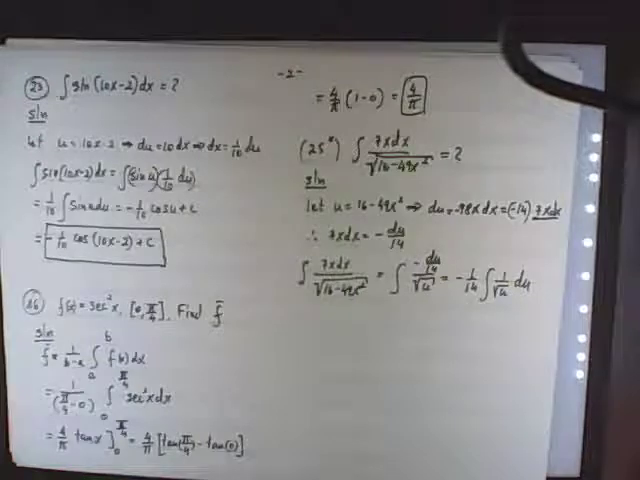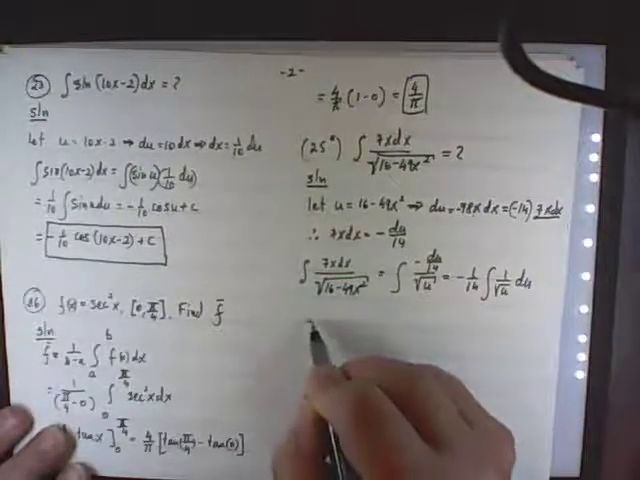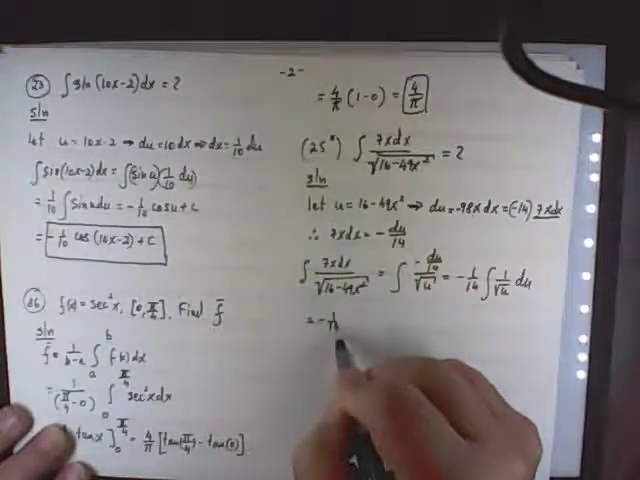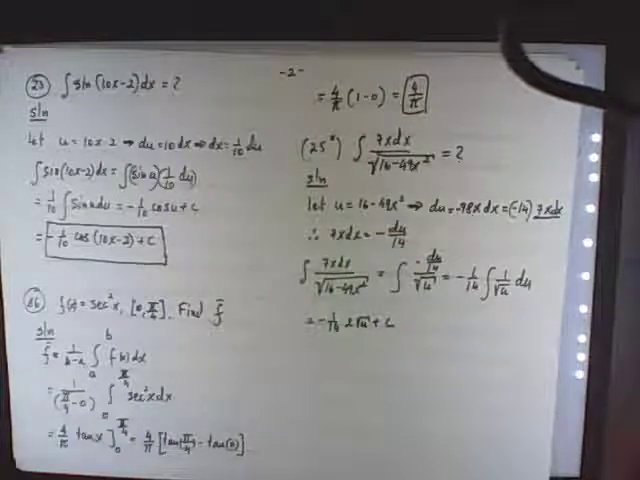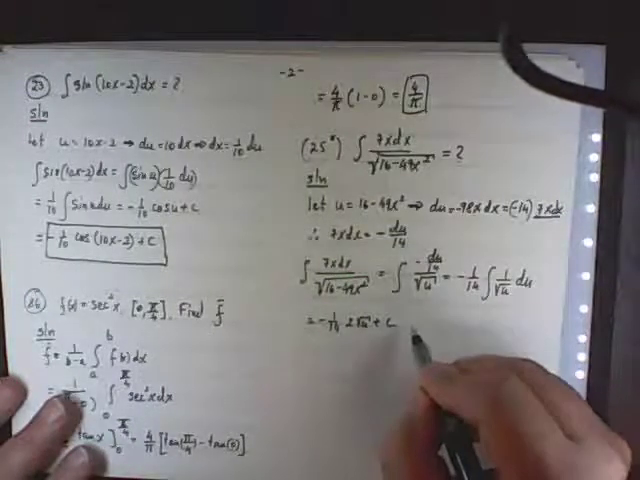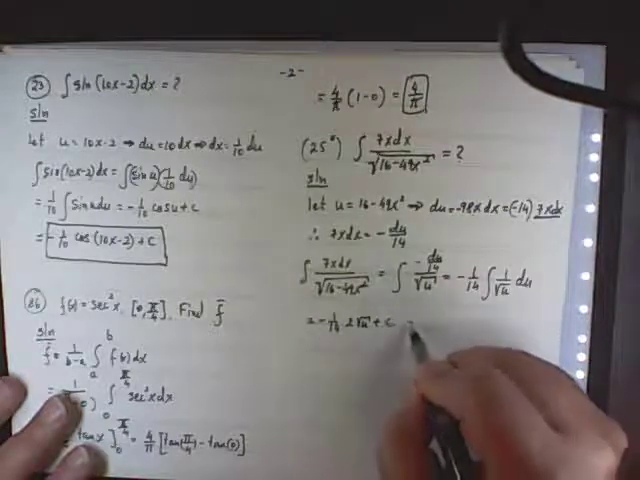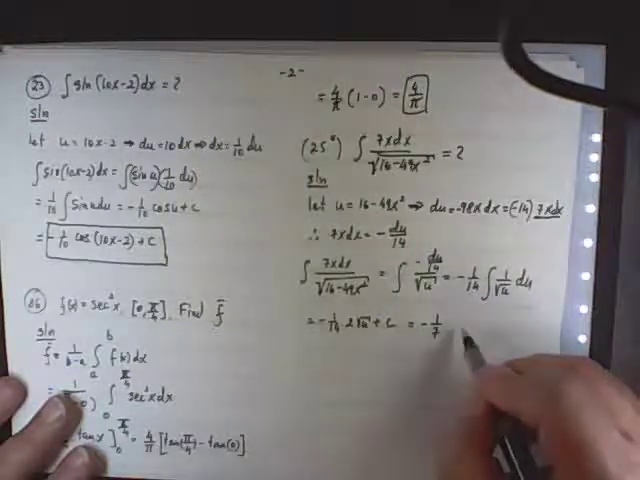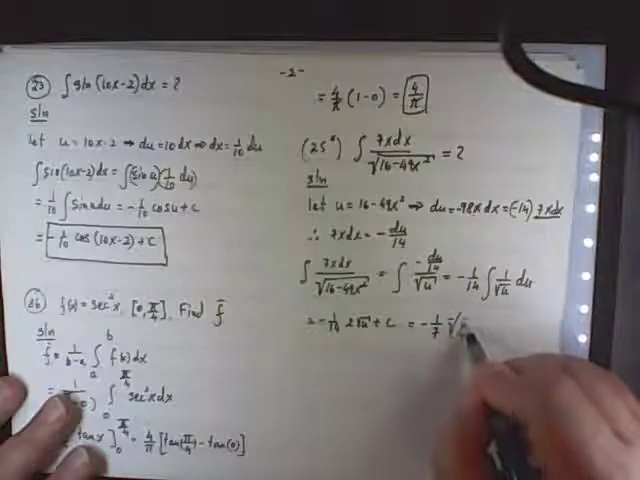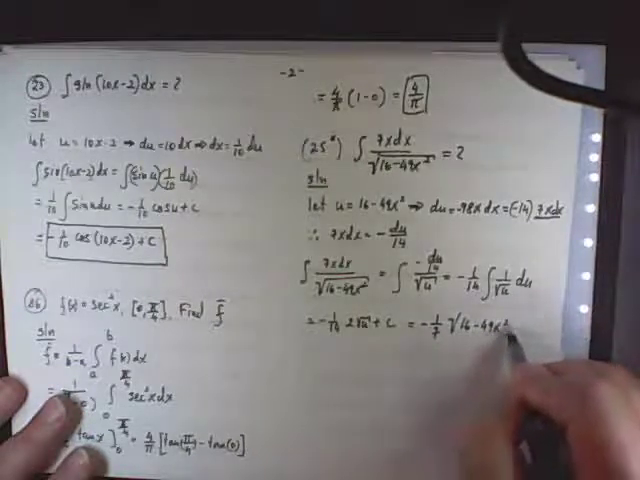By now, you should know that if you have u to the negative 1/2, and when you add 1, you have u to the positive 1/2, divided by 1/2, or 2u to the positive 1/2, or 2 square root of u. So the result would be negative 1 over 14 times 2 square root of u, plus, of course, the inevitable c. And now all we need to do is plug back in the u part, and you have 2 over 14 becomes negative 1 over 7, and square root of u, which is 16 minus 49x squared, plus c.